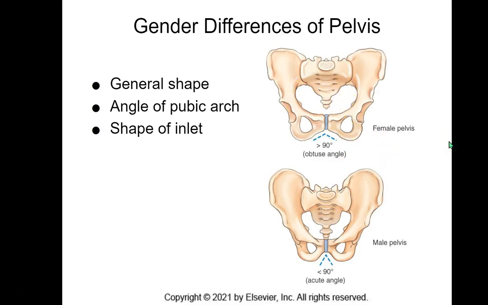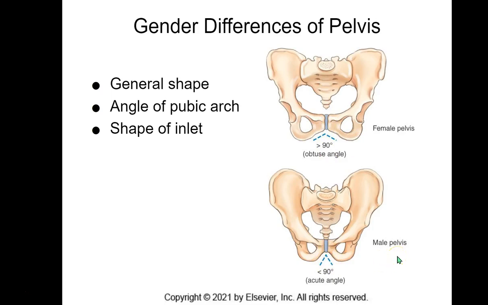A second major difference is the angle of the pubic arch. The pubic arch is formed by the inferior rami of the pubic bone. In the female pelvis, the angle is between 80 and 85 degrees. In the male pelvis, the pubic arch is an acute angle, so less than 90 degrees, typically between 50 and 60 degrees. So women have a wider pubic arch, men have a narrower pubic arch.